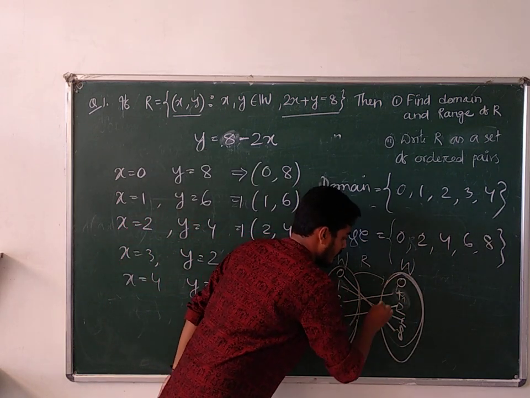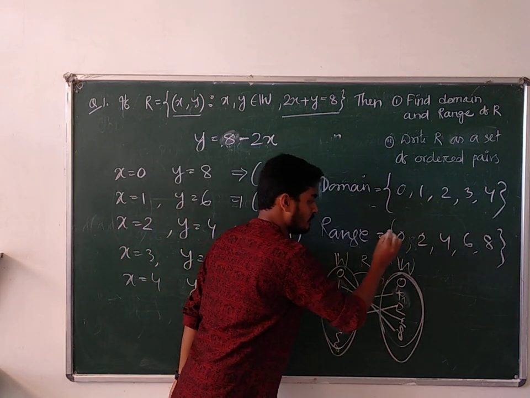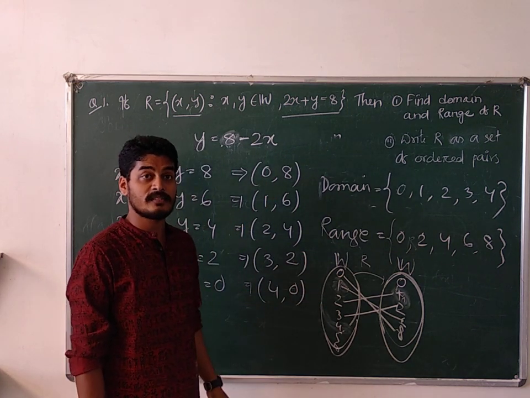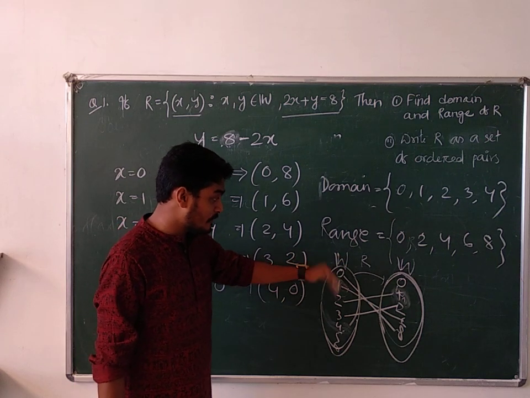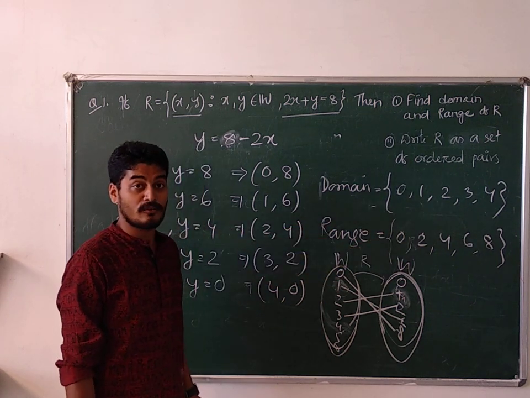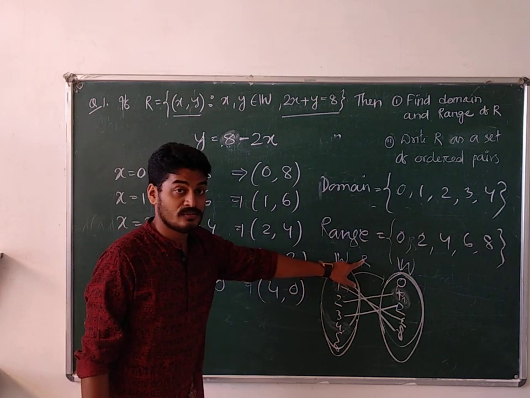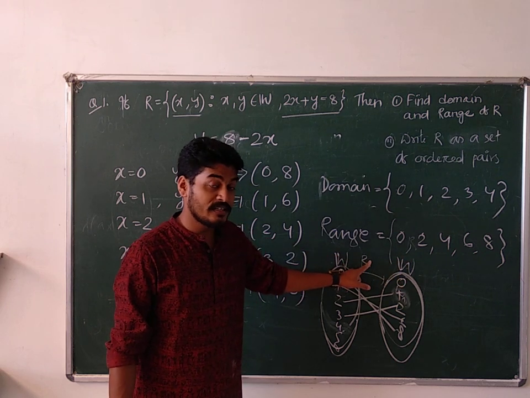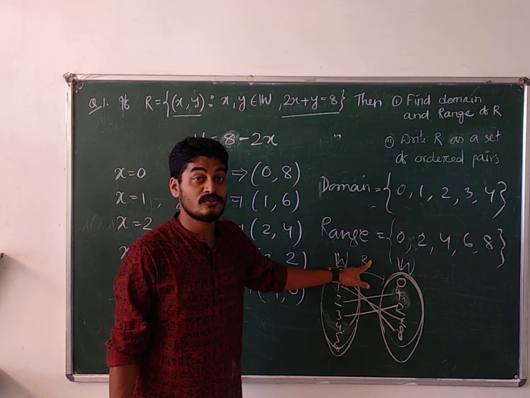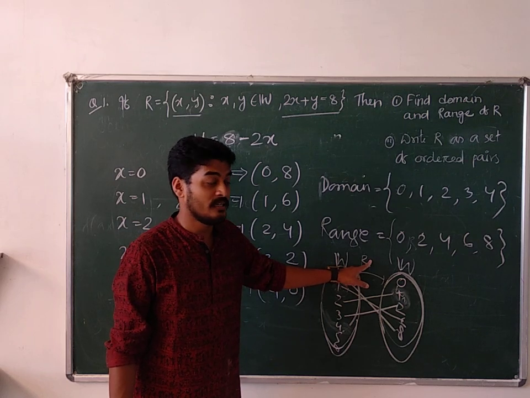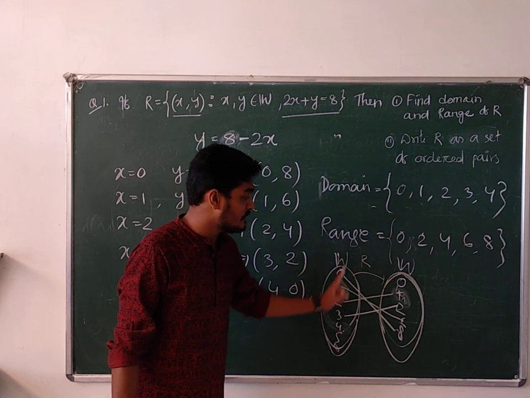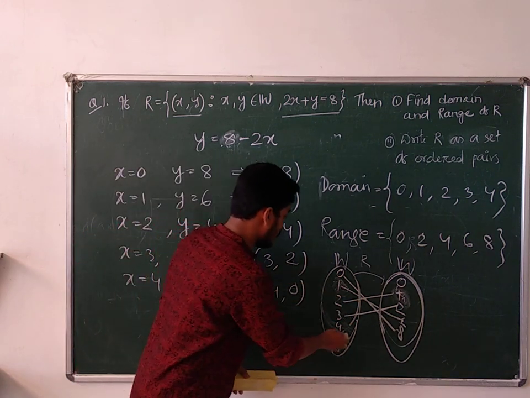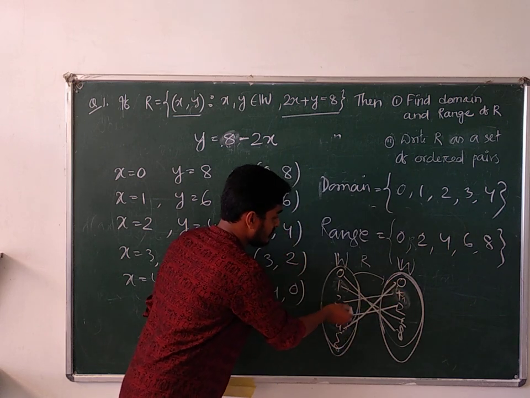Remember, the relation is defined from the whole number set to the whole number set. But from the first set, the elements which are related are known as domain elements. If R is a relation, it has a condition which should be satisfied by x and y. So under the first set, only 0, 1, 2, 3, 4, these 5 elements are related. That's why these are known as domain elements.